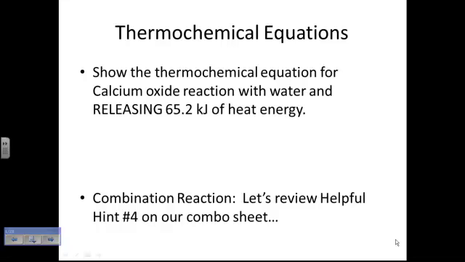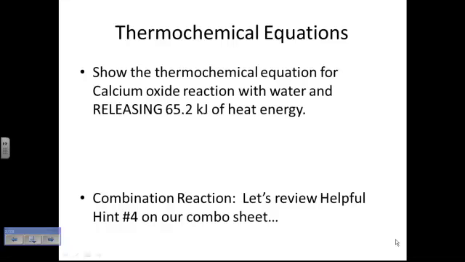We want to show a thermochemical equation for calcium oxide reacting with water, and here's an important word, releasing 65.2 kilojoules of heat energy. I've made releasing capital. I remember exothermic heat releasing, delta H will be negative. The system loses heat to the surroundings. We'll show that with a negative sign.